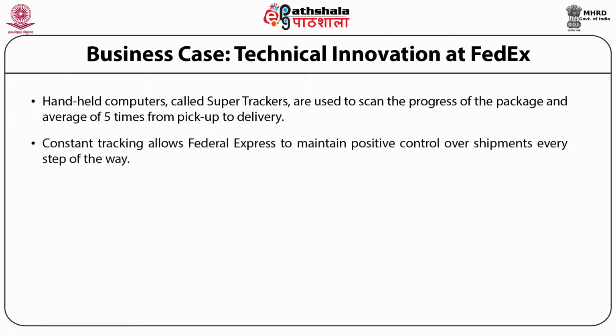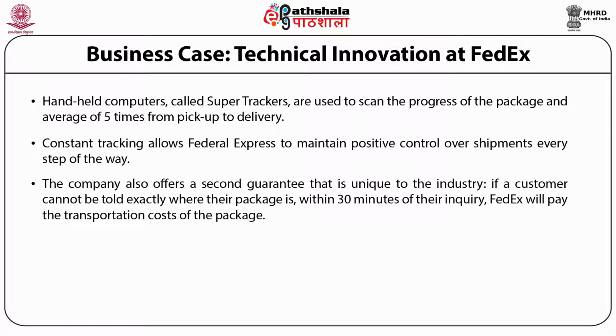Constant tracking allows Federal Express to maintain positive control over shipments every step of the way. It is an integral part of the system that FedExpress promises to deliver all the packages within 1 minute of the delivery commitment or the customer does not pay. The company also offers a second guarantee that is unique to the industry. If a customer cannot be told exactly where their package is within 13 minutes of their inquiry, FedExpress will pay the transportation cost of the package.